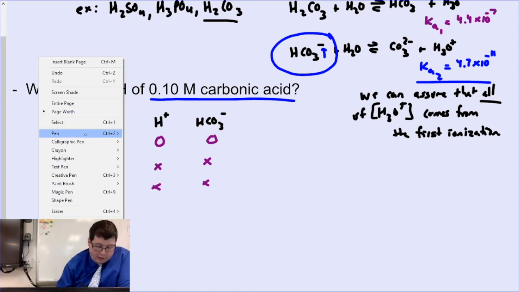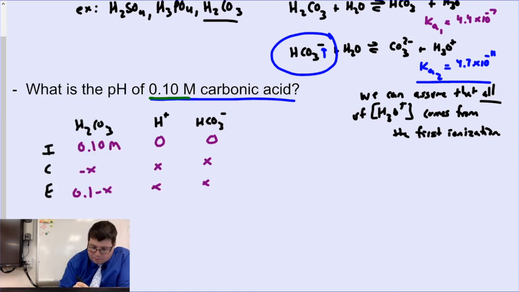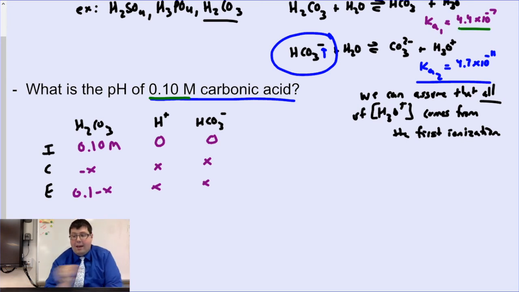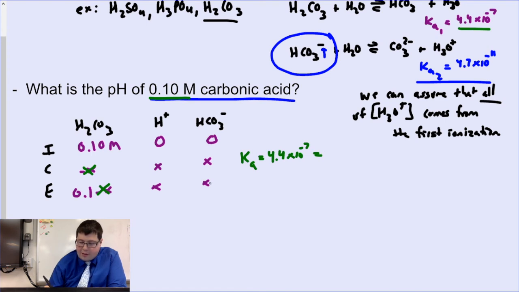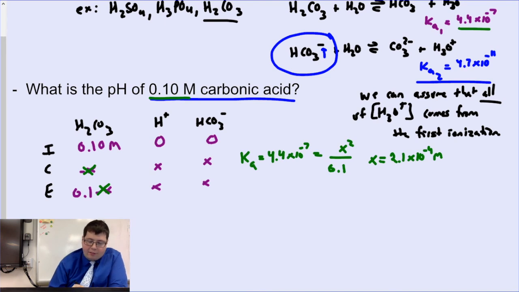and X here. And once again, I can see, because my acid concentration is so large compared to my Ka, I can once again make this small x approximation. So we're going to say that this amount minus x is insignificant compared to the 0.1 molar H2CO3 that we have in our solution. And so when I set up my Ka expression, my Ka, which is 4.4 times 10 to the minus 7th, that's just going to be equal to x squared divided by 0.1. When I do that, I end up getting an x equal to 2.1 times 10 to the minus 4th molar. Now that's my concentration of H plus and HCO3 minus after the first ionization.